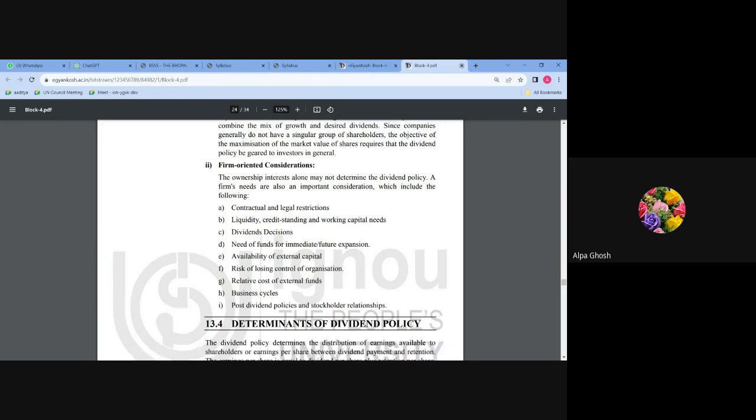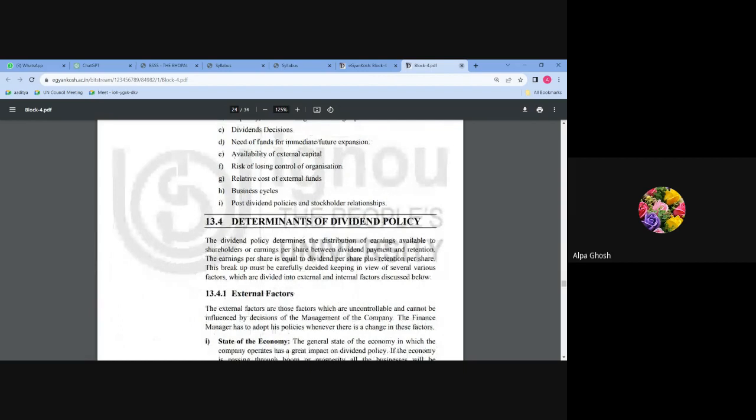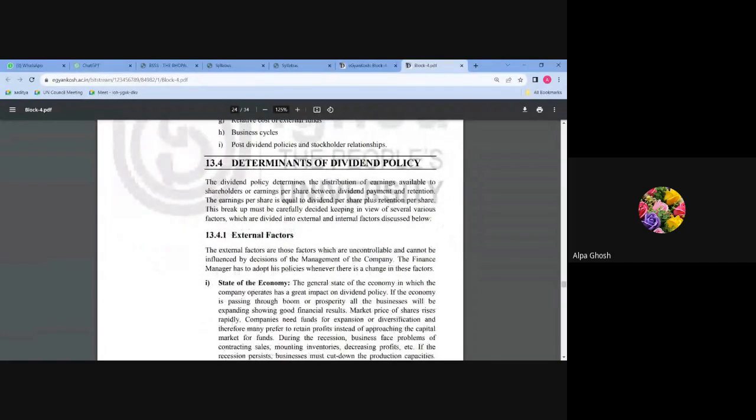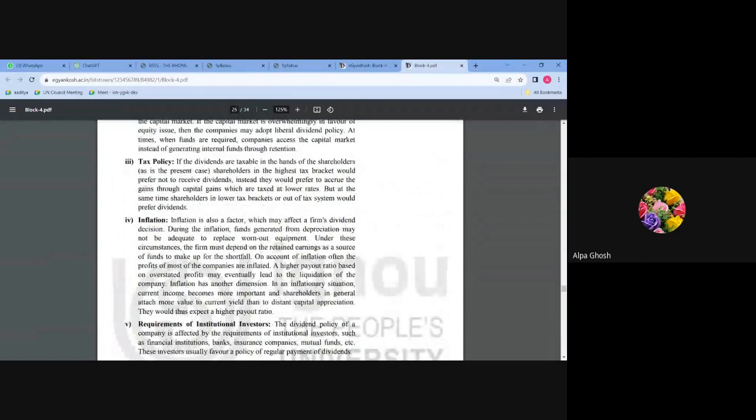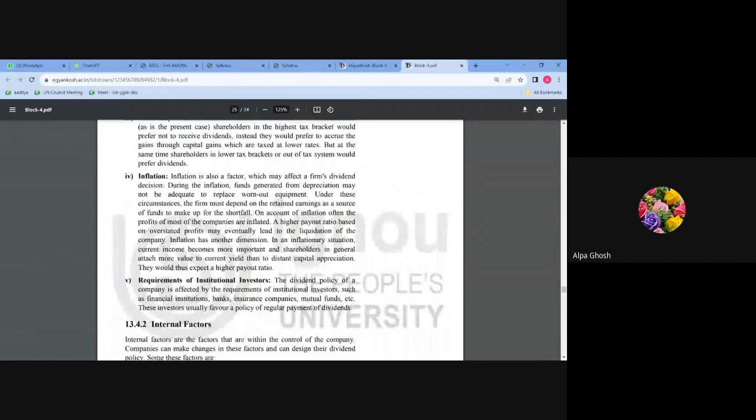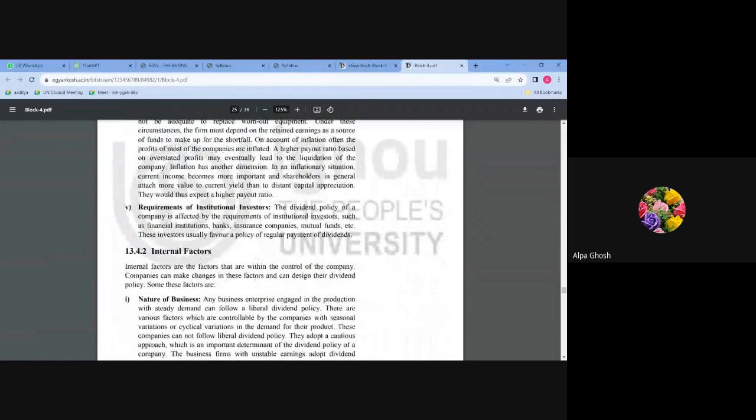Now the next is determinants of dividend policy. What are the factors determining the dividend policy? It is the external factors. Under these external factors, it is the state of the economy, which differs from economy to economy. We have the state of capital market, the investment in the capital market, the implication of tax policy on dividend holders, inflation, and requirement of institutional investors.